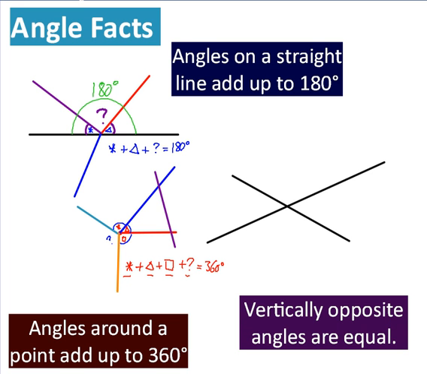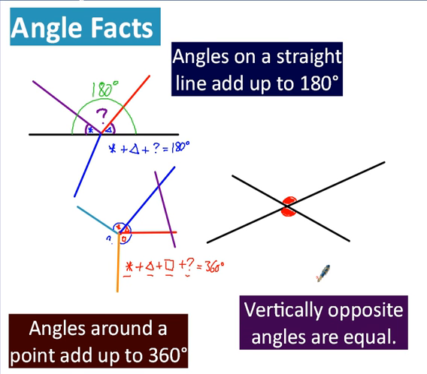Vertically opposite angles are created when two straight lines cross each other. So there's an angle produced there, but it has a vertically opposite partner, that one there, and they're equal, they're absolutely identical in size. Whatever this angle measures here, this measures exactly the same.